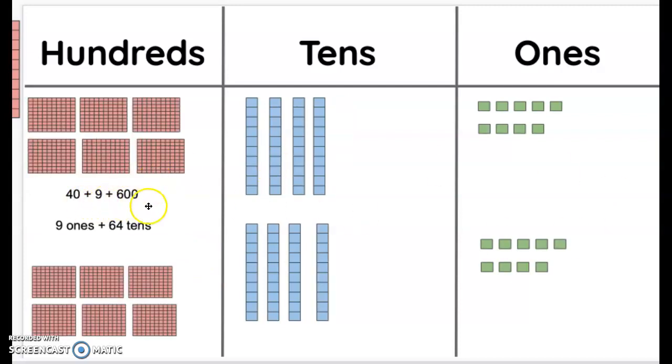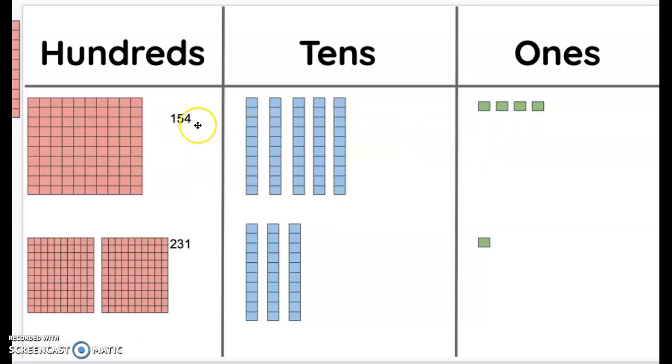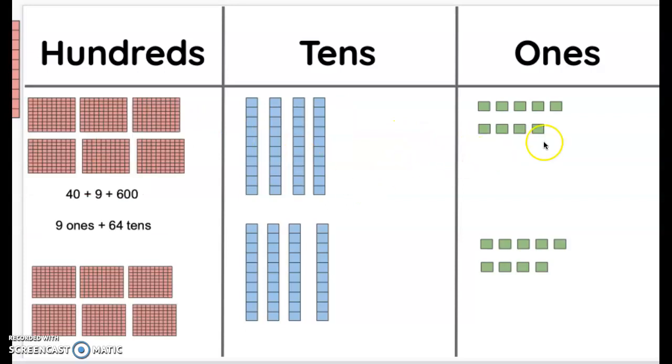For 40 plus 9 plus 600, or 9 ones and 64 tens, 600 would be 6 flats, 4 sticks, and 9 ones, and then 64 tens. 60 tens would be 6 flats and 4 sticks, and then 9 ones would be just 9 single units here. So when we break down the numbers, we can decide that 40 plus 9 plus 600 is equal to 9 ones plus 64 tens.